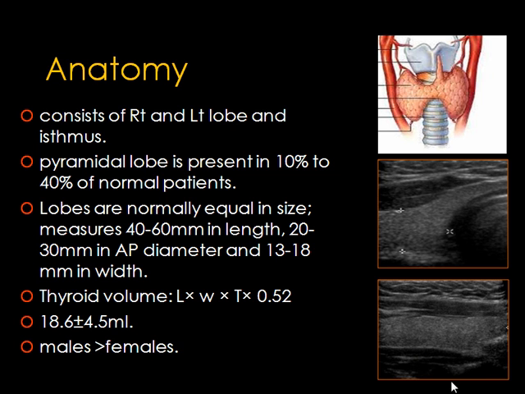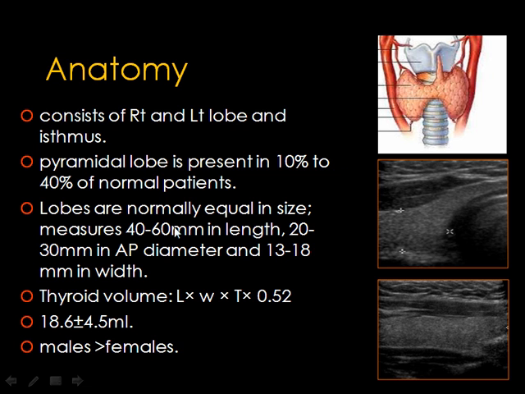The thyroid gland is a very superficial gland, consists of right and left lobe located either side of the trachea and a connecting isthmus across the midline. A pyramidal lobe is present in 10 to 40% of normal patients. It's a finger-like lobe of tissue which extends superiorly from isthmus and is of variable height.